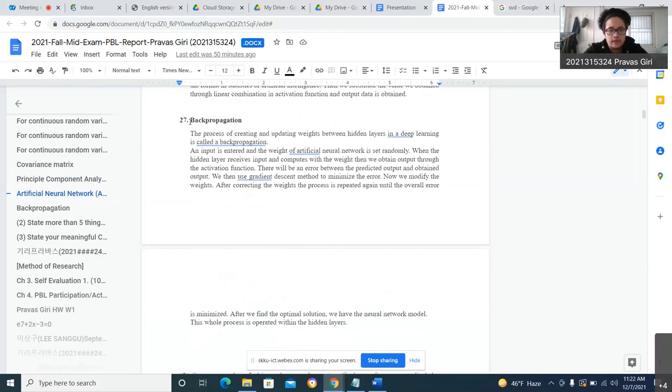And then we discussed backpropagation. This is basically what happens in the deep learning part. It occurs inside the network, where all the middle part processes occur, and it is the process of creating and updating weights between the layers.